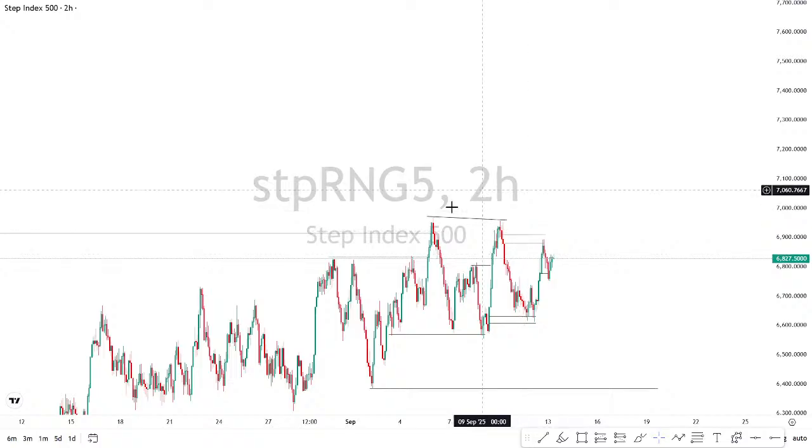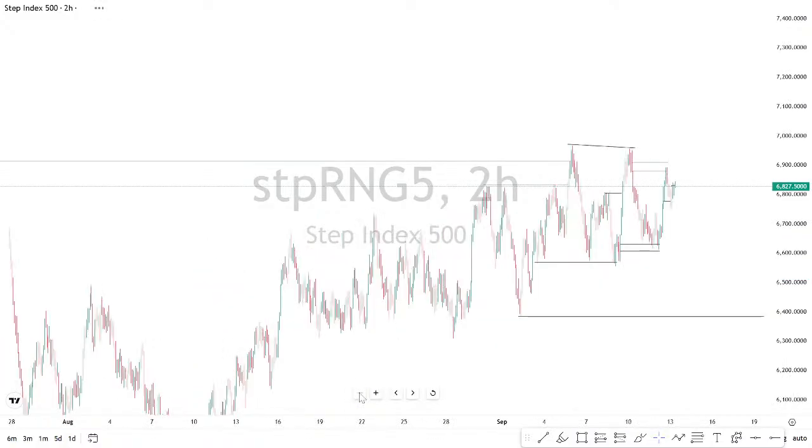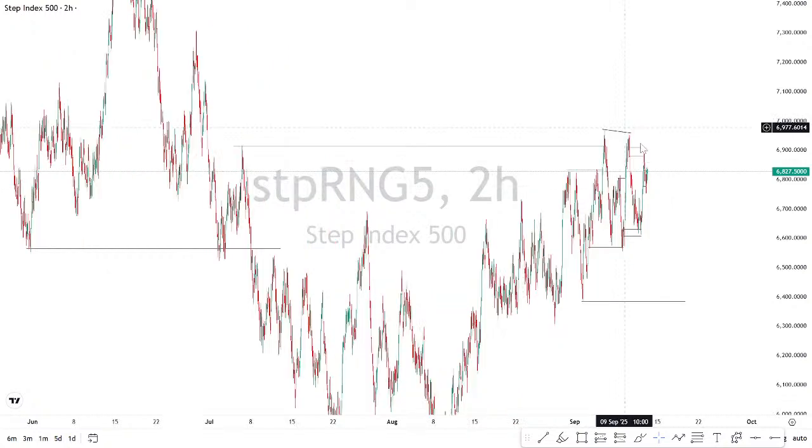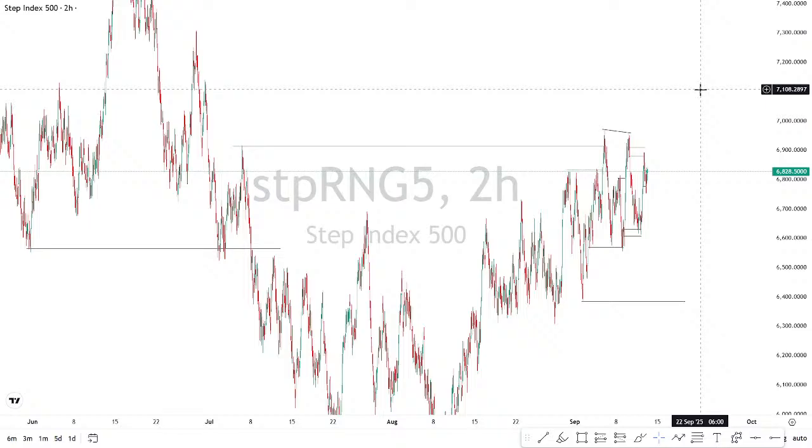I'm not expecting a deep move to start with something like this. So I'm still expecting market to come back up, take out these 2 highs, and then we start selling. That is what I am currently expecting on volatility on step 500. Let's have a take of these 2 highs and then we can look for a sell continuation.